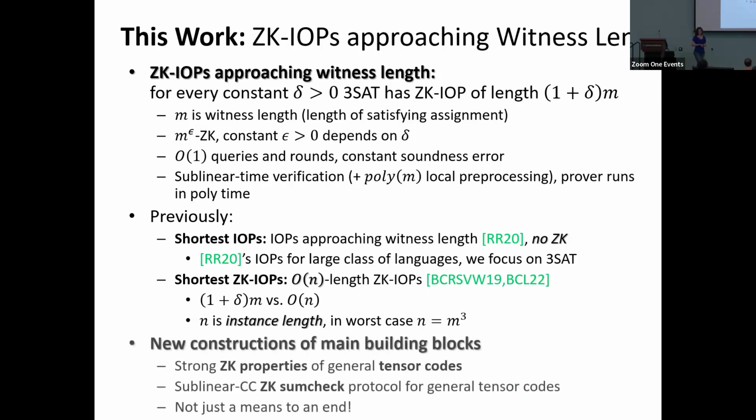And to get it, we give new constructions of the two main building blocks of IOPs and PCPs. We give new constructions of tensors of zero knowledge codes, and we give a new sumcheck protocol that has zero knowledge and sublinear communication. And these building blocks are so fundamental to the construction of PCPs and IOPs that I think they're interesting in themselves. Like, I don't think of this as a means to an end.